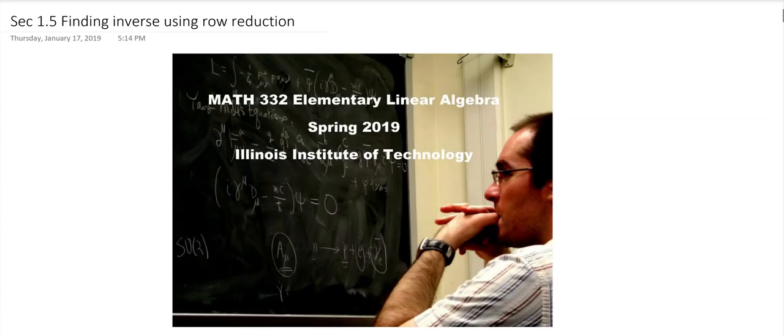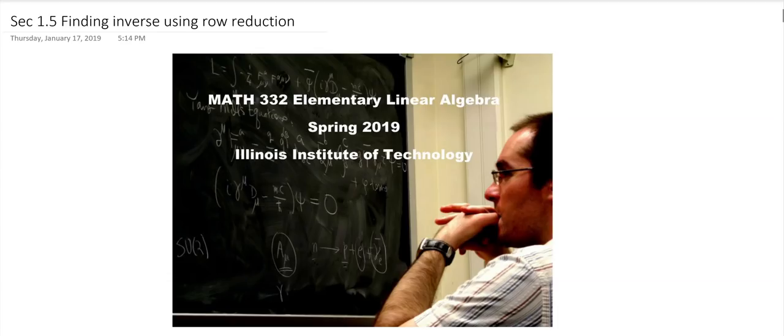Welcome back to Math 332. Today we are going to look at section 1.5, which is: given an invertible matrix A, how are you going to use the row reduction method to find its inverse?